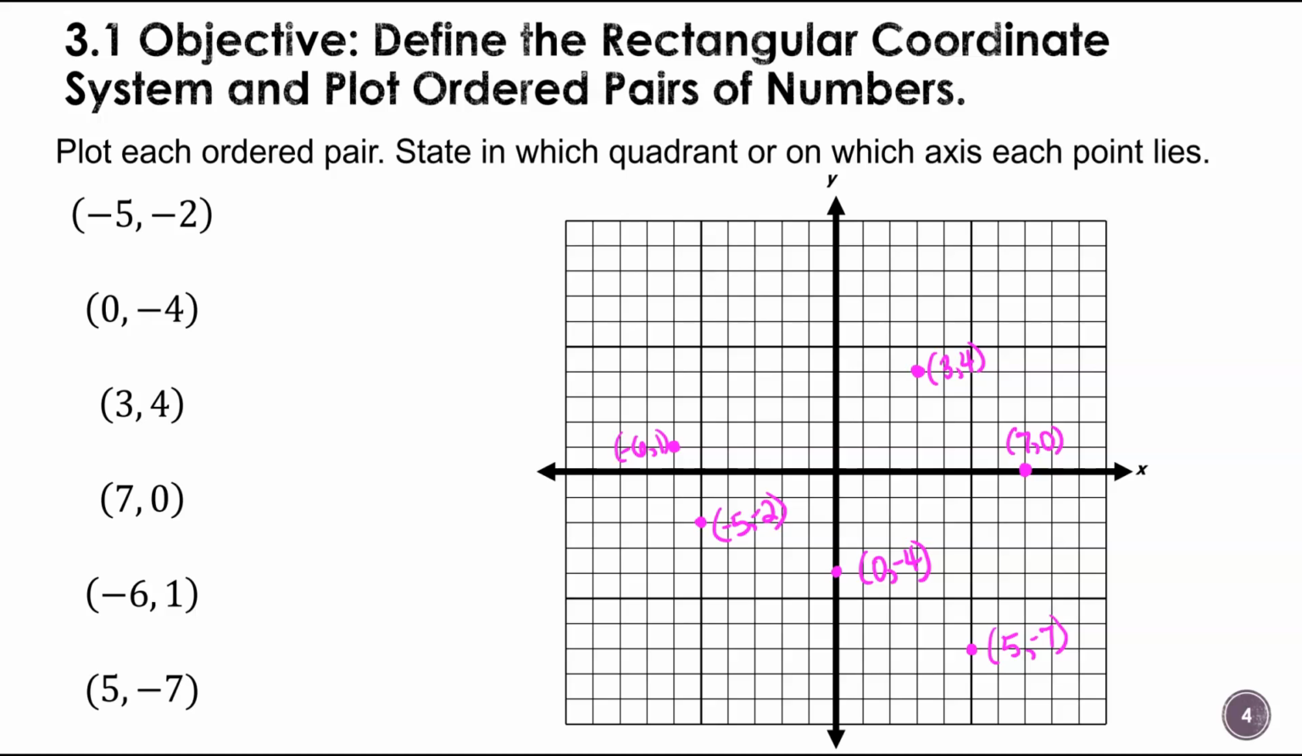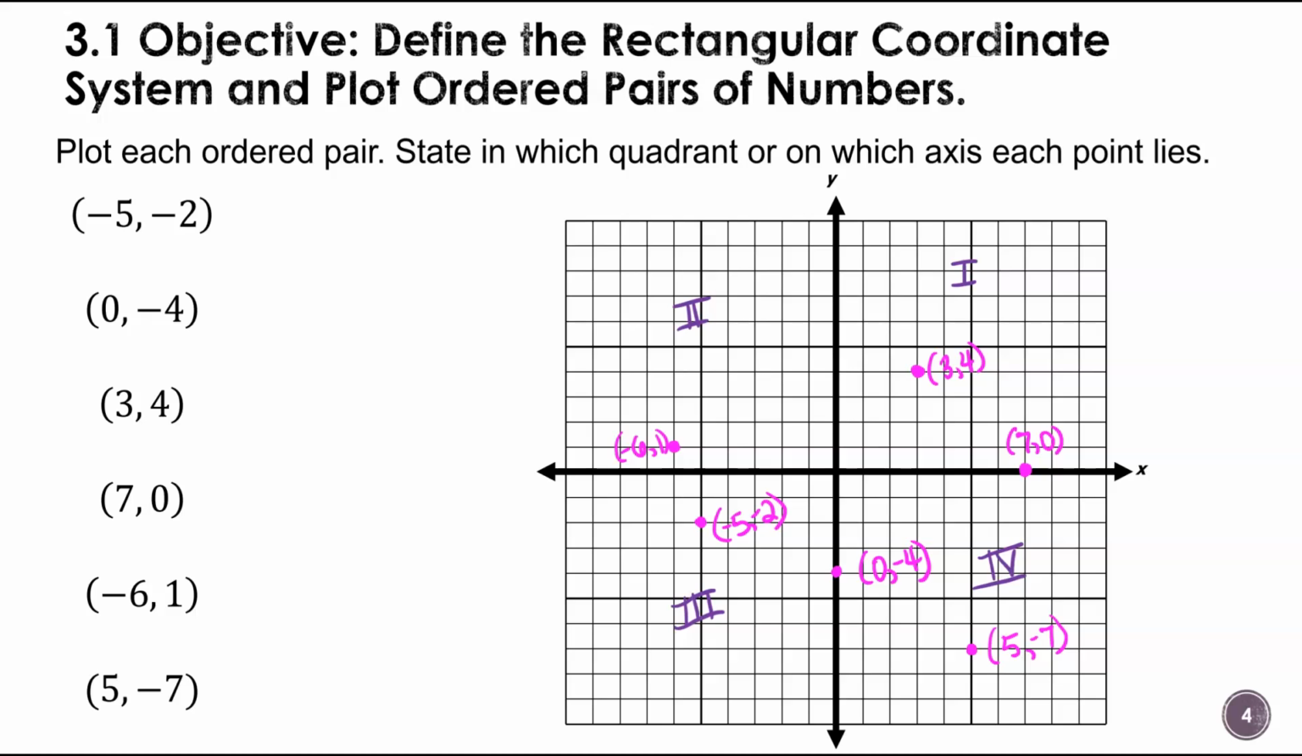Now, it said to plot each ordered pair. That's what we just did. It also says state in which quadrant or on which axis each point lies. So we're going to go back and go through these, and I'm going to write beside them over here on the left. 1, 2, 3, 4, 5, 6. Okay, I graphed them all. And so now we're going to look at their location and name the quadrant. Remember, this one is quadrant 1, 2, 3, and 4. The quadrants are split up by the x and y axis, so the x and y axis make each quadrant basically.